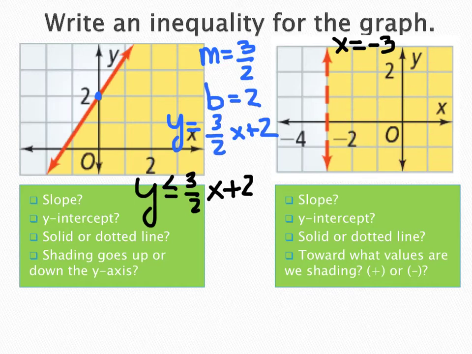So all of these x values are bigger than -3. So I want to shade x greater than -3. I do not have an equal to symbol because it's dashed, and this says all the x values bigger than -3.